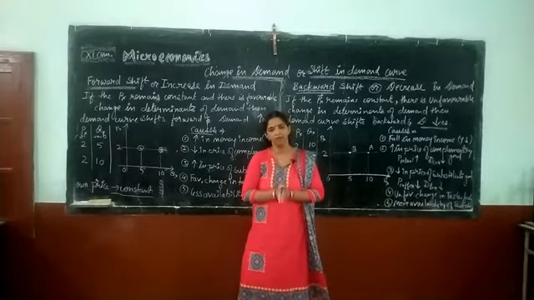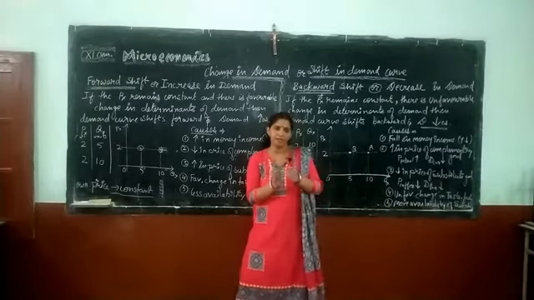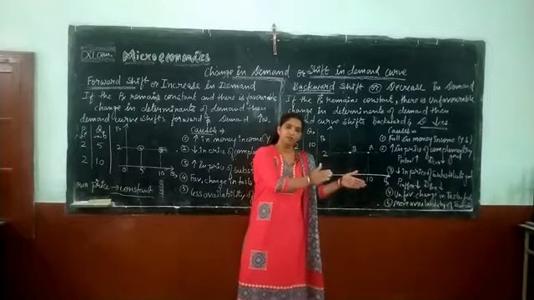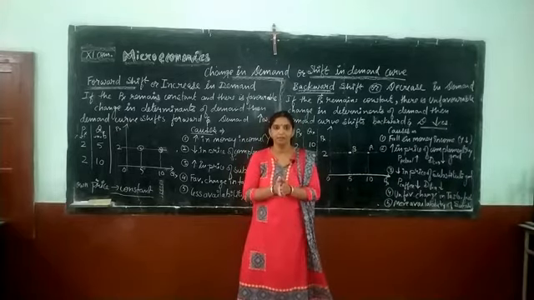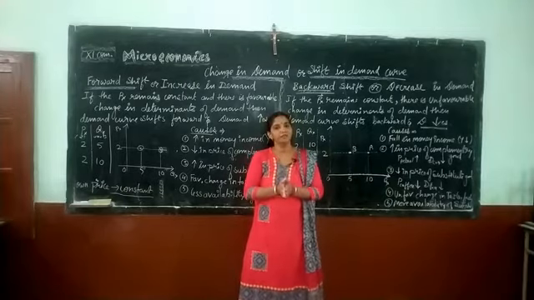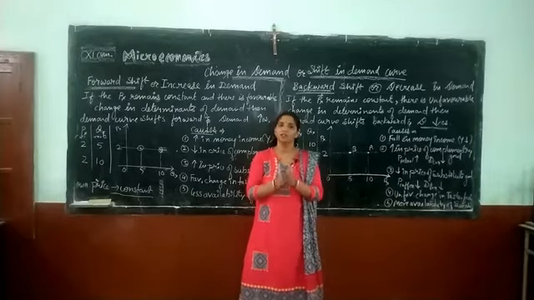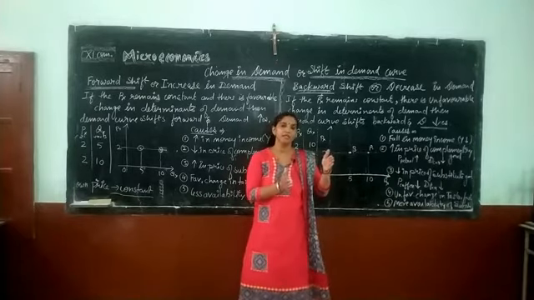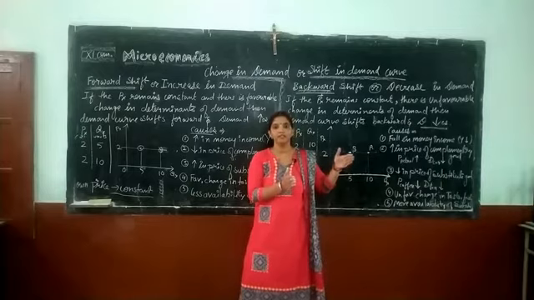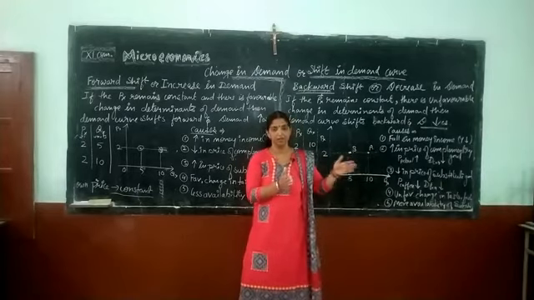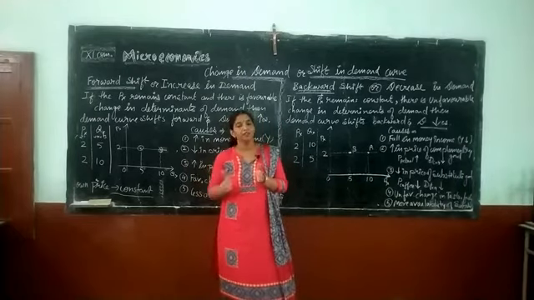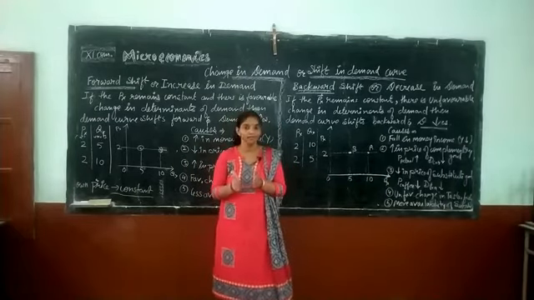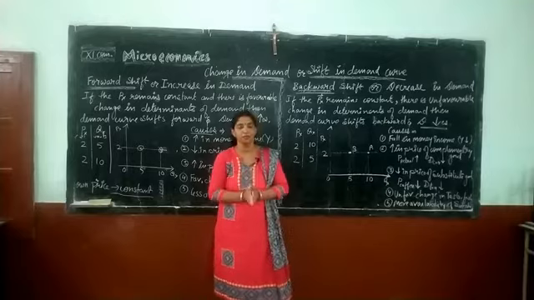But what happens if the complete demand curve shifts forward or backward? This is known as increase in demand or decrease in demand. If the complete demand curve shifts forward, then we can say that there is an increase in the demand of a commodity. And if a demand curve shifts backward towards the origin, then we can say that there is a decrease in the demand of a particular commodity.